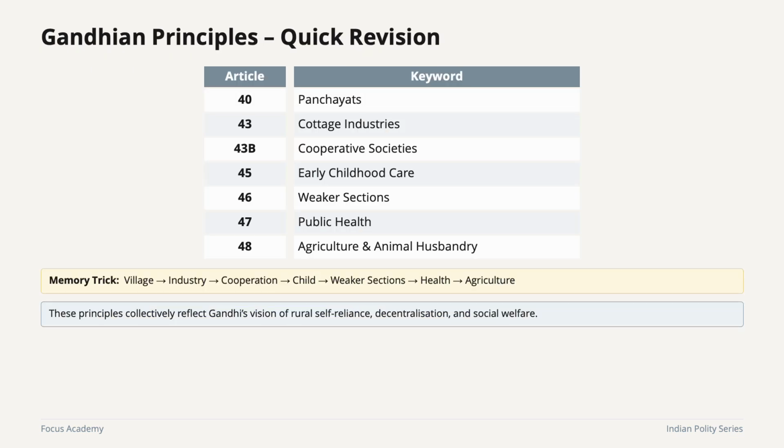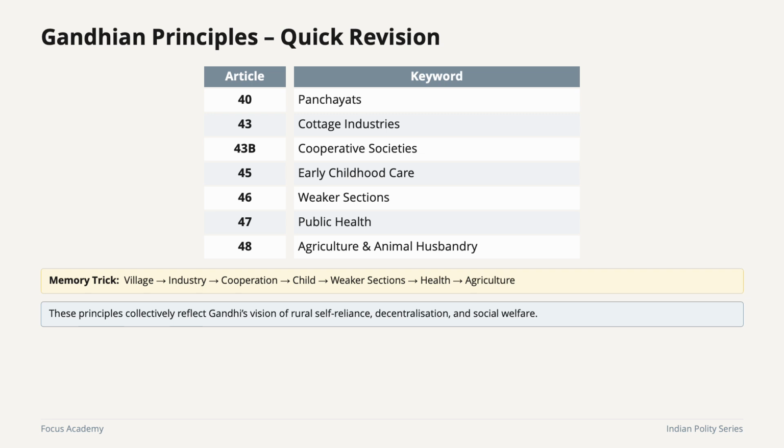So we have come to the end of the Gandhian principles. A quick revision: Article 40, Panchayats; 43, cottage industries; 43B, cooperative societies; 45, early childhood care; 46, weaker sections; 47, public health; 48, agriculture and animal husbandry. All these are very well connected with Gandhi's philosophy.